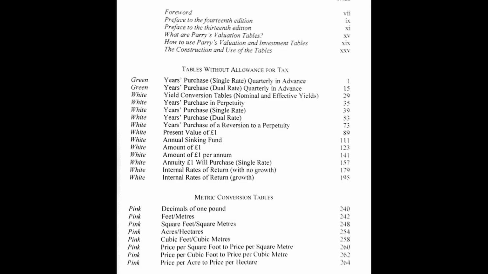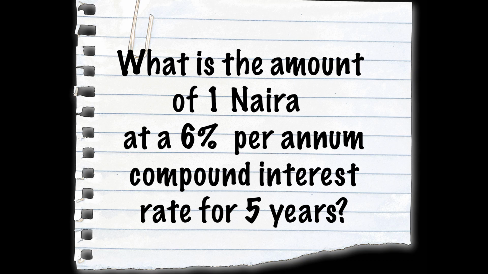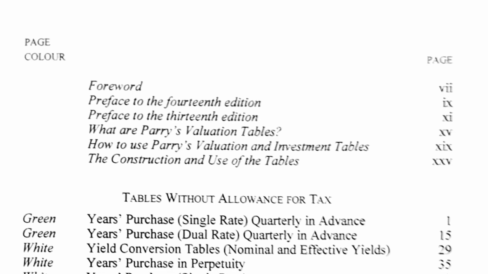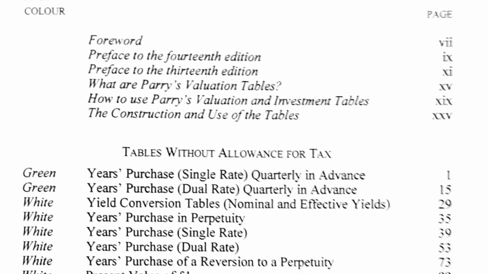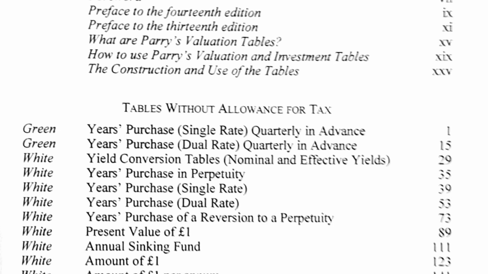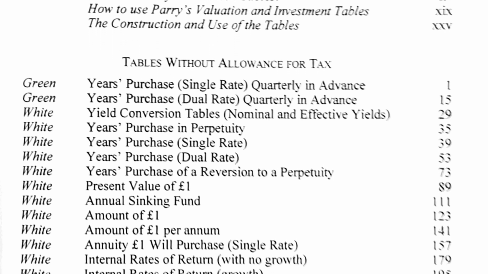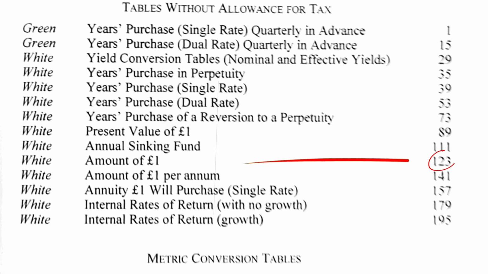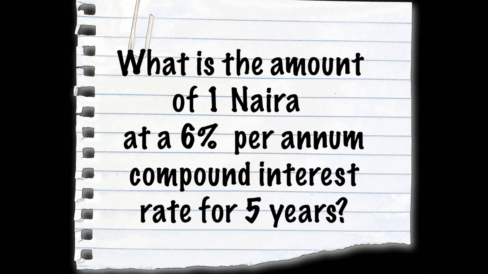The first question we're going to look at is an amount of 1 naira question. It says, what is the amount of 1 naira at 6% per annum compound interest rate for 5 years? As I said, the first thing you want to do is check your contents table. Where do you find the table for amount of 1 naira? We can see that the amount of 1 naira table is on page 123.